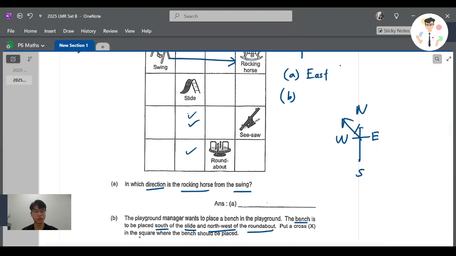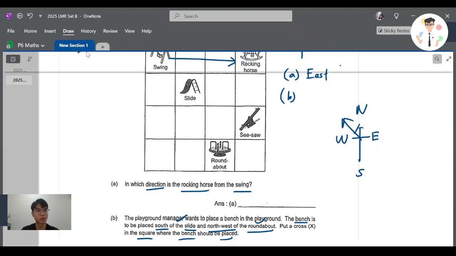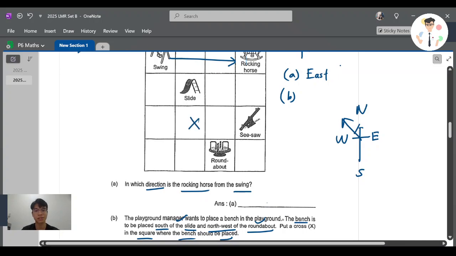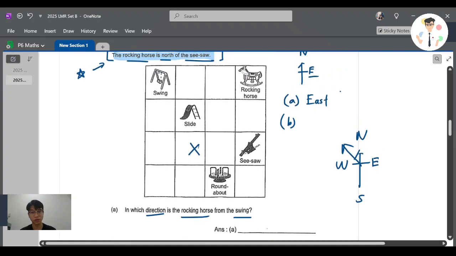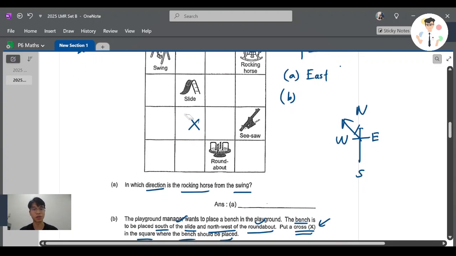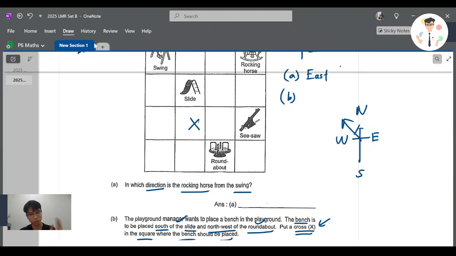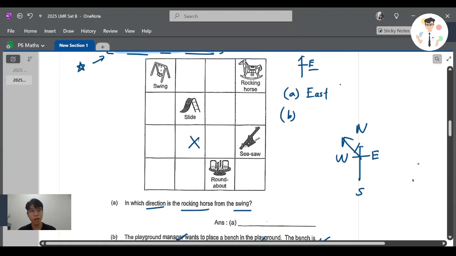Put a cross in the square where the bench should be placed. I know the only spot that matches these two requirements is this box. So again, please be careful. Don't put other ticks there to confuse. Just put an X according to the instruction here. If you drew something else, just remove it to be safe. Make sure that you have only whatever you need. That is basically the question. Simple and easy.